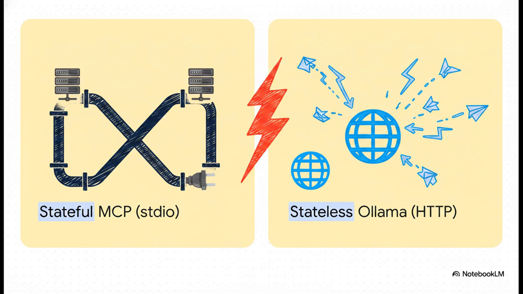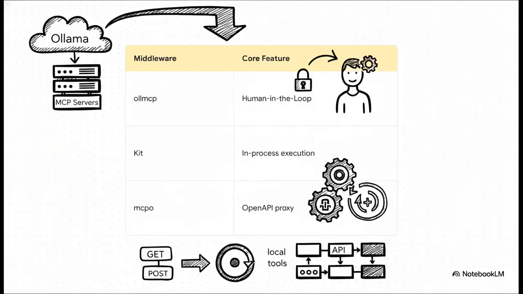Ollama, on the other hand, operates as a stateless HTTP server. It just handles one-off web requests. A stateless HTTP endpoint cannot natively maintain that persistent connection required by an MCP server. They are just fundamentally incompatible at the transport layer. So how do we fix this transport gap? The secret sauce is specialized middleware that sits right in the middle and translates between the two.